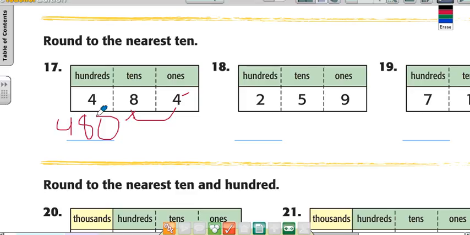Look at number 18. What number is in the tens place? 5. I like to put an X there so that way it tells me whether I'm going to add 1 or it stays the same. Okay, am I working with a 2 yet? No, I can put that one down. Look at the number to the right, what does the 9 say? Add 1, so what's 1 plus 5? 6. And replace the 9 with? 0.